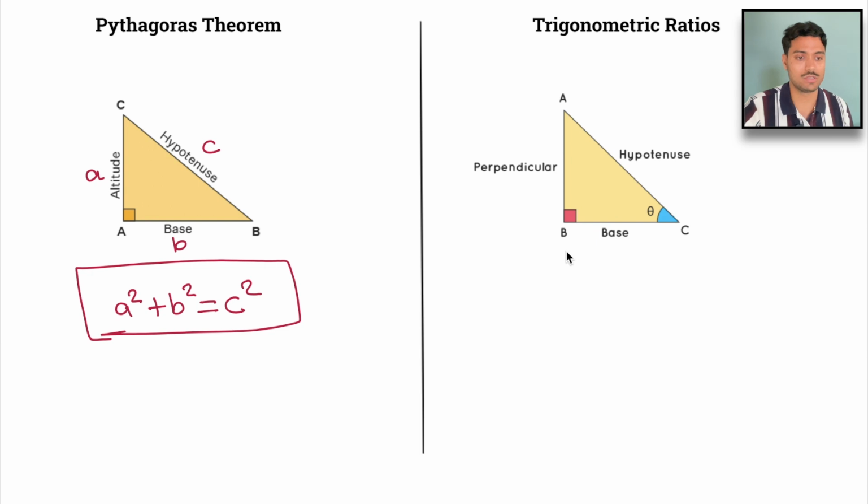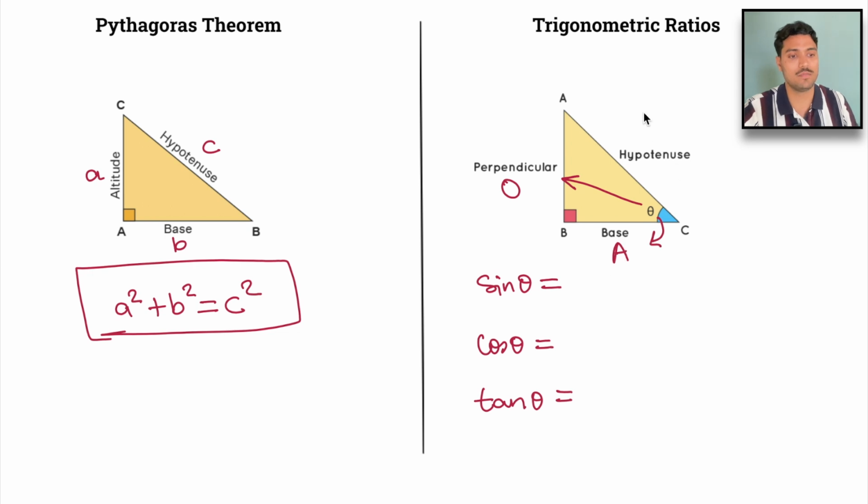Second, trigonometric ratios. In trigonometric ratios, we have sine theta, cos theta, and tan theta. If this is the theta and this is the perpendicular, also known as opposite, this is the base, also known as adjacent, and this is the hypotenuse h. So sine theta is opposite upon hypotenuse, cos theta is adjacent upon hypotenuse, and tan theta is opposite upon adjacent.